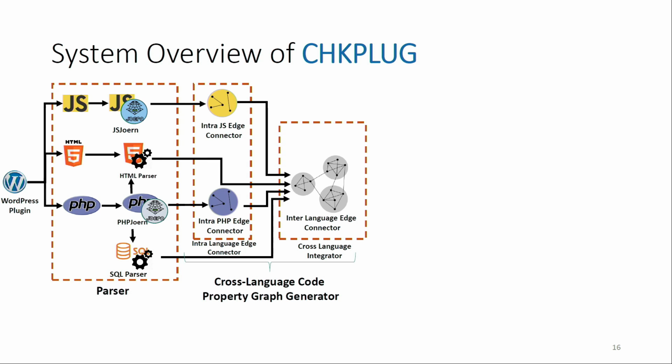In the first step, it generates the code property graph for each of those programming languages. And then it tries to connect all the different programming languages together to infer how the data is flowing across the full web application.